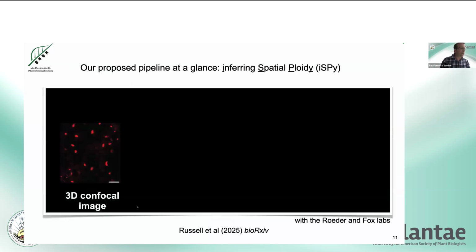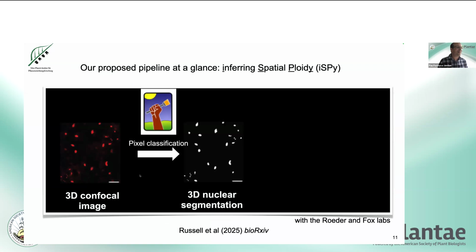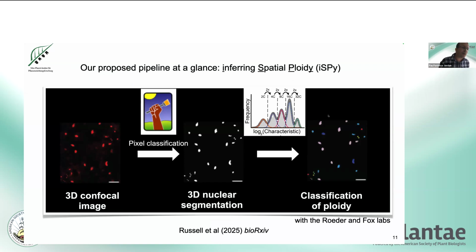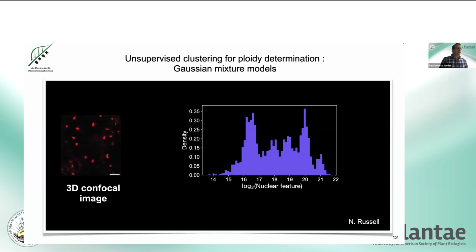And in a nutshell, here you would have your 3D confocal image. In this case, we are looking at a reporter that is related to histone, that is related to DNA content, right? And then we use pixel classification with Ilastik. We can do 3D nuclear segmentation, and then we use unsupervised Gaussian mixture models to have our ploidy map. And I'll explain this in a second. And this pipeline is called inferring spatial ploidy, iSpy.